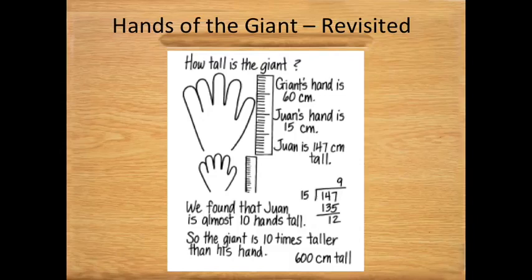If we know that Juan is 147 centimeters tall, how could we find the height of the giant here? A little bit differently than when we did before. We talked about the ratio of 4 hands to 1 hand. We're now talking about the length of Juan's hand to his height as the length of the giant's hand to his height. So we can set up two equivalent fractions to give us a proportion. We could state that 15 is to 147 as 60 is to that unknown quantity.